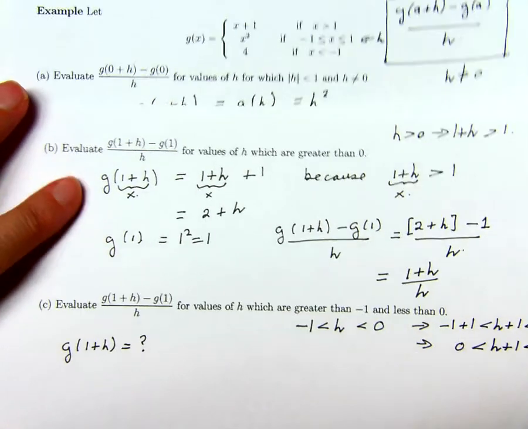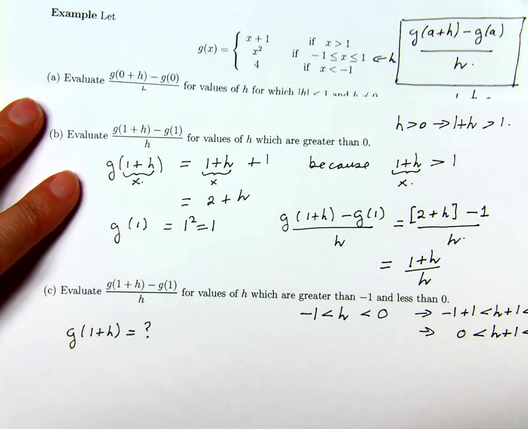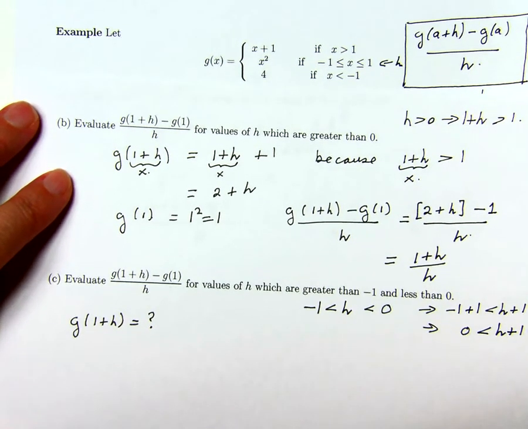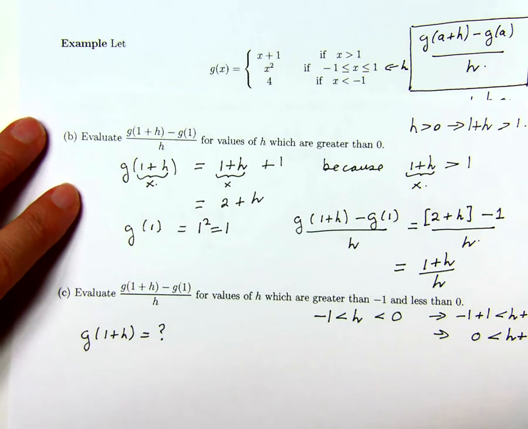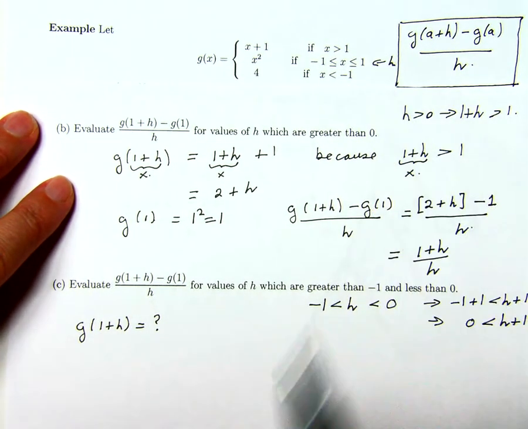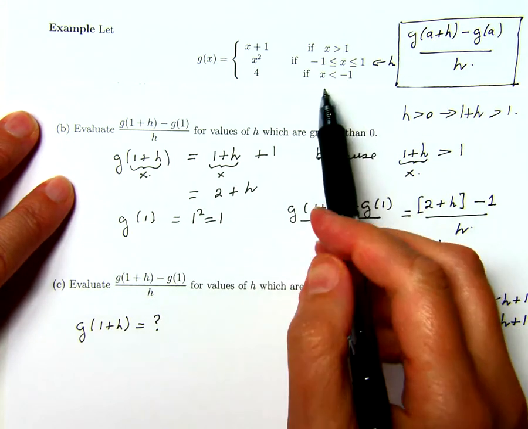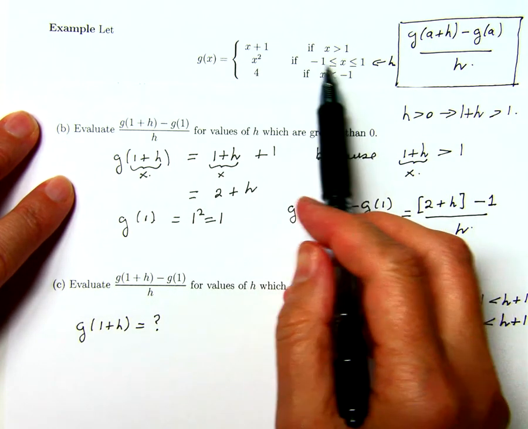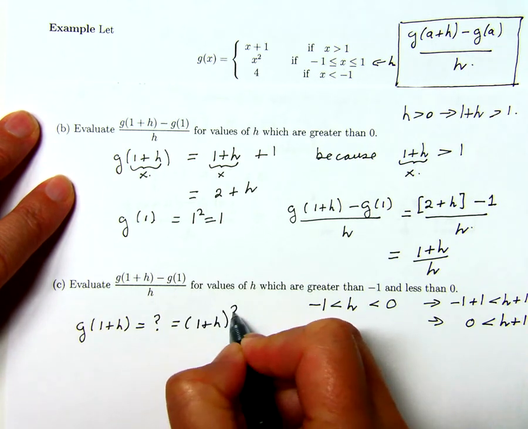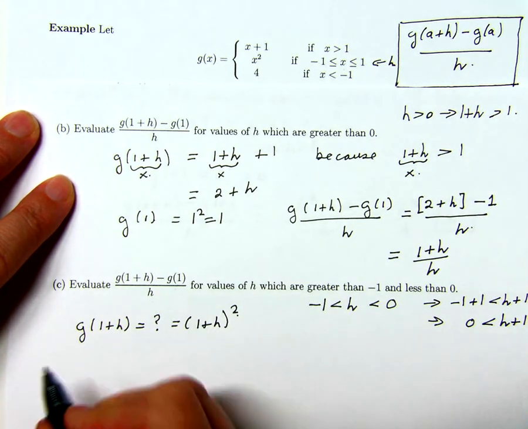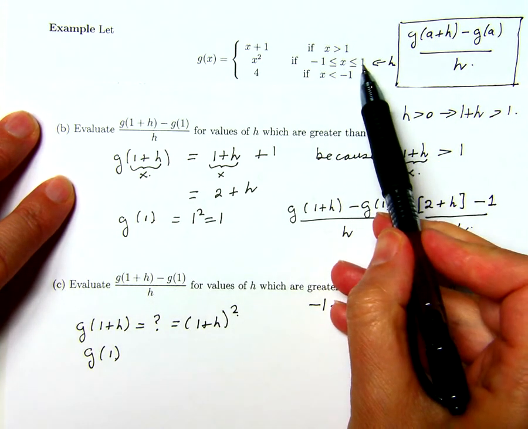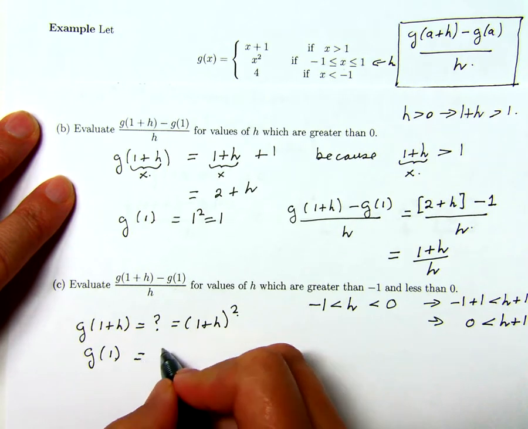Remember our definition of this function. h plus 1 here is between 0 and 1, so it fits in this category. So g of h plus 1, or 1 plus h, is that squared. It's 1 plus h squared. And what about g of 1? Well, 1 fits in this category. We've seen that before. So g of 1 is 1 squared, which is 1.